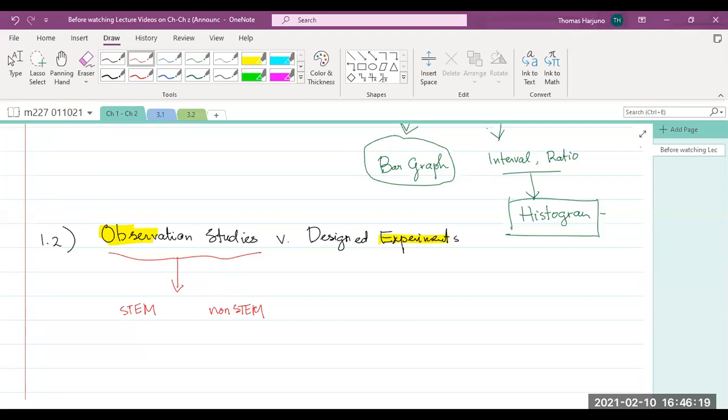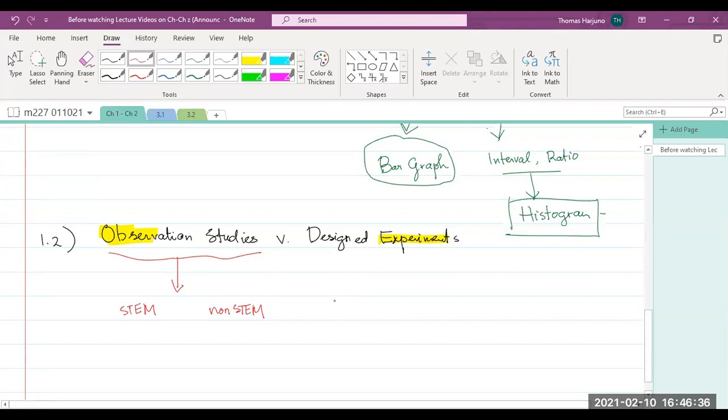Okay, now how do we get these numbers? Oh, from observing. You ask people working in STEM fields, and you ask people working in non-STEM fields, right? But you only observe, okay? You don't tweak anything, you don't provide any stimulus.